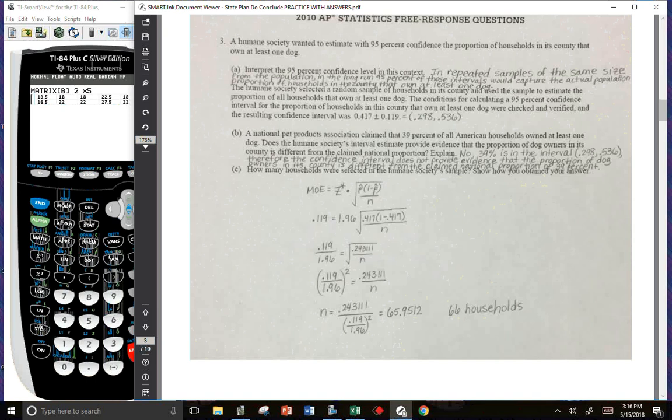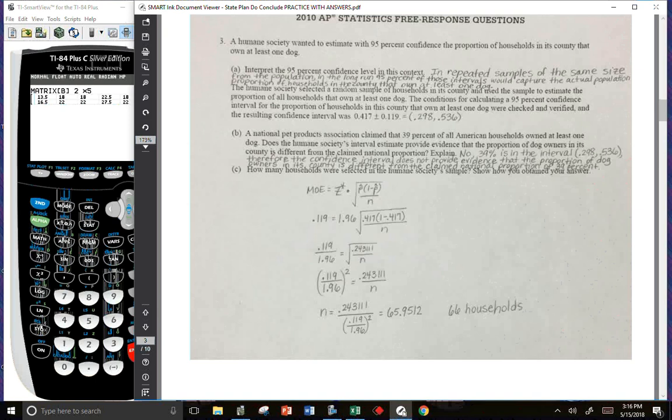So in repeated samples of the same size from the population, in the long run, 95% of those intervals would capture the actual population proportion of households in the county that own at least one dog. So it's the repeated samples of the same size thing. And then in the long run, that percentage of the intervals would actually capture what we want to capture. Are y'all okay with that explanation?